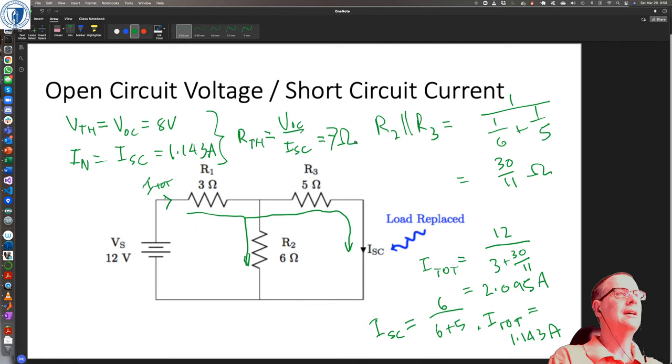Okay, so that's the open circuit voltage, short circuit current approach. It's a little bit more complicated than the other one, but not that much more.